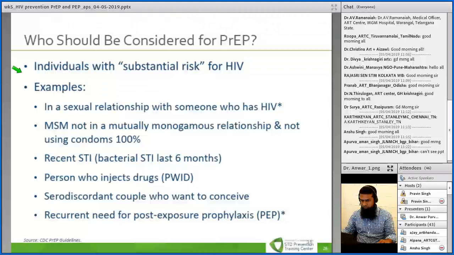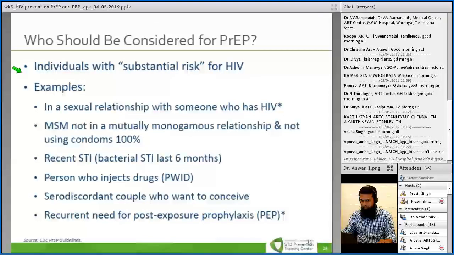Those will be good targets. Then MSM not in a mutually monogamous relationship and not using condoms 100% of the time. Obviously, those who have more than one partner and are not using condoms. Then recent STIs, which means condoms are not being used and they are at risk of HIV in the last 6 months, and persons who inject drugs, PWIDs.